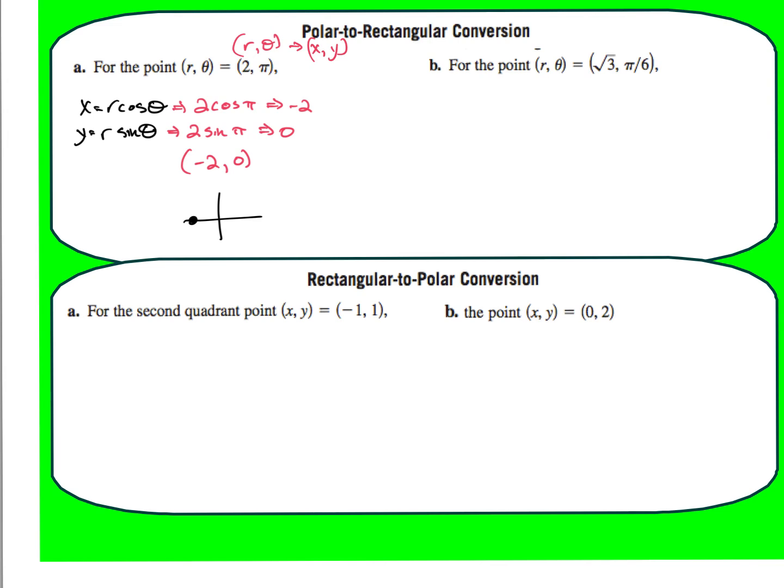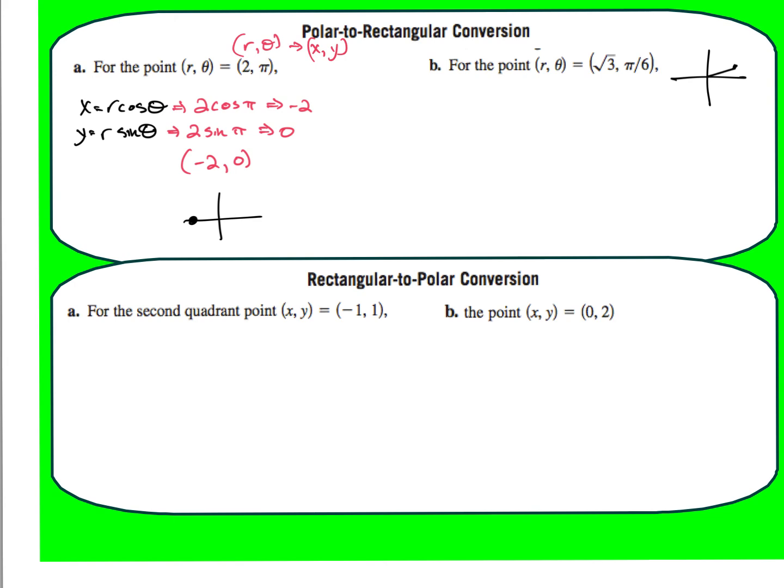So on B, I have r comma theta is square root 3 comma pi over 6. Well, I need to get to x and y. You know what? Let's graph this first. I actually want you to graph it first. I wanted to prove it on the other one. But let's graph this first. What quadrant are we in? Where's pi over 6 and then a positive radius? We're in the first quadrant. So we're somewhere over here. All right? Somewhere over there.